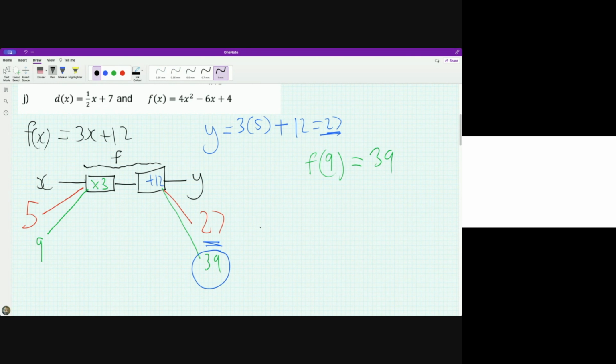Okay, so in words, to go backwards, I would need to take away 12, and then I would need to divide by 3, because I'm using the opposite operations. I'm using the inverse operations. Remember, inverse undoes what the original does. So the inverse of plus 12 is minus 12. The inverse of times 3 is divided by 3. Give me a thumbs up if you're with me on that.